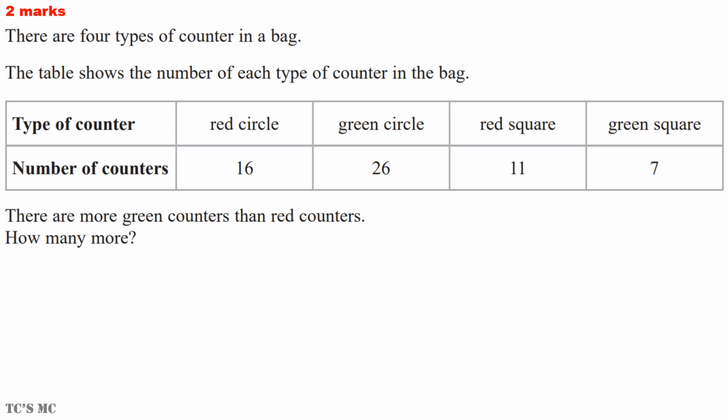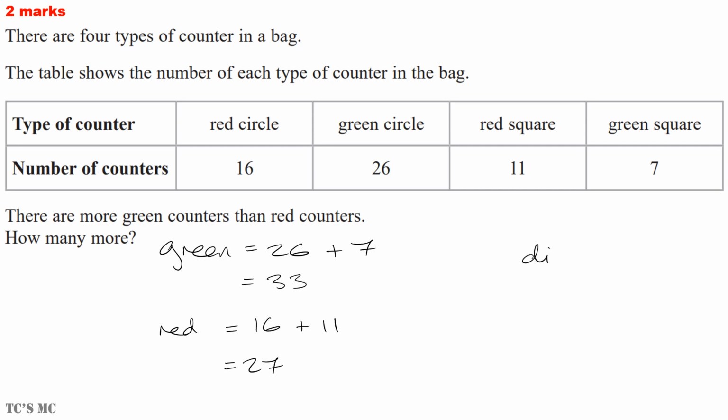There are 4 types of counter in a bag. The table shows the number of each type of counter in the bag. There are more green counters than red counters. How many more? To start with, let's work out the total green counters. So that is 26 green circles, add 7 green squares, that gives us 33. Then let's work out the total red counters. That's 16 red circles, add on the 11 red squares, so we have 27. Then to work out the difference, we need to do 33 subtract 27, and that gets us 6.